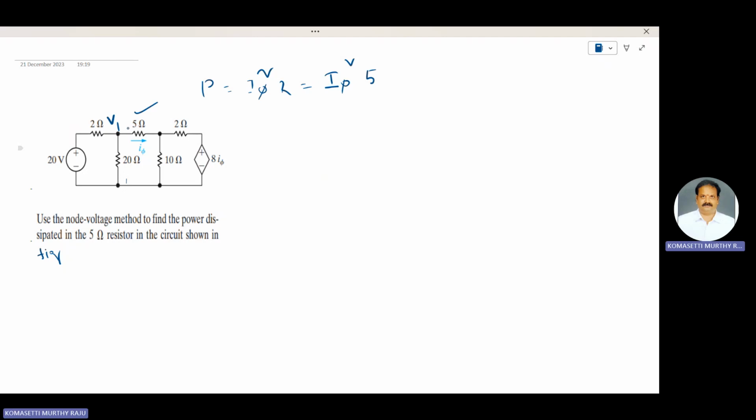This one is V1. This one is V2. This one is current I1, I2, I3, I4. Now apply KCL at node V1.